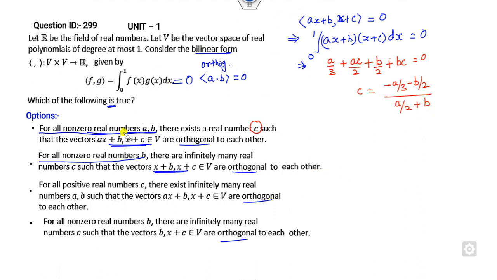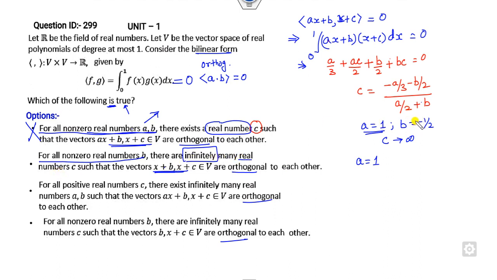Now we can think about here. For every non-zero real numbers A and B, I can choose A as 1 and B as minus 1 by 2. What is C? C is infinity. There exists a real number C, which is not possible. So that option is cancelled out because we need a true statement. What about this case? These are similar to them. The only difference here is that A is 1. So if I take A equal to 1, again B is minus half, there exist infinitely many real numbers C.